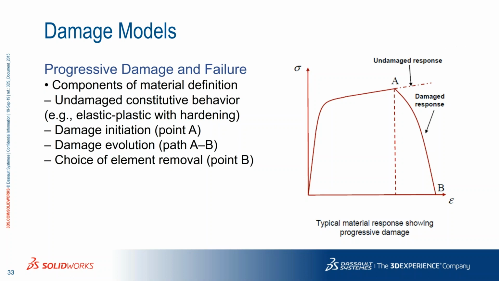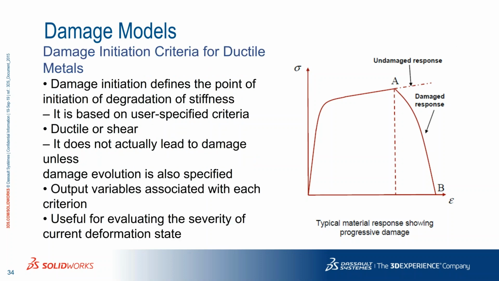Then we need a damage evolution model, because we need to understand how the evolution of the damage occurs from A to B. And we need to define how the element in the mesh will be removed. So this is a very complex approach, very powerful. Also very realistic. We are seeing what is happening in reality. So we see also the removal of some portion of the mesh.